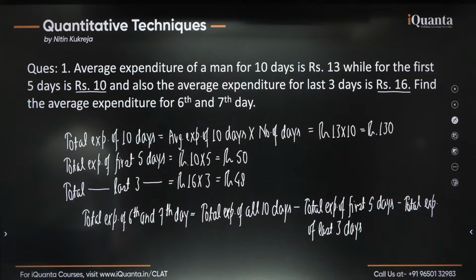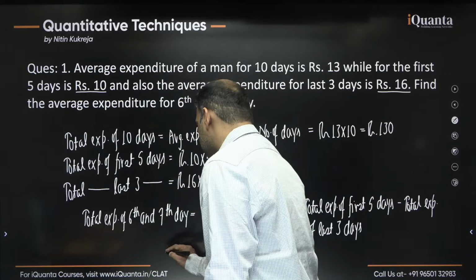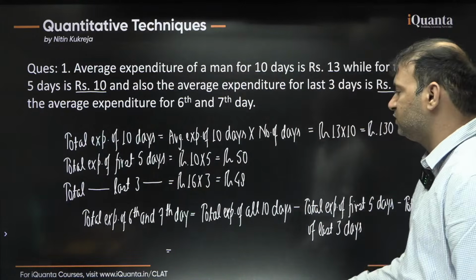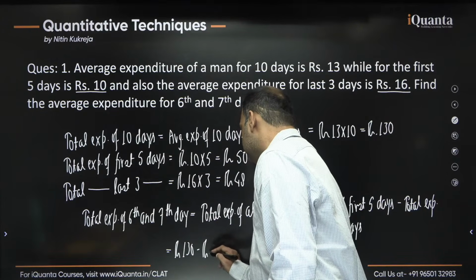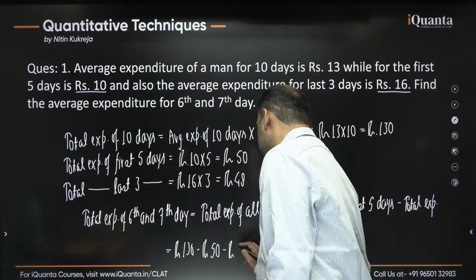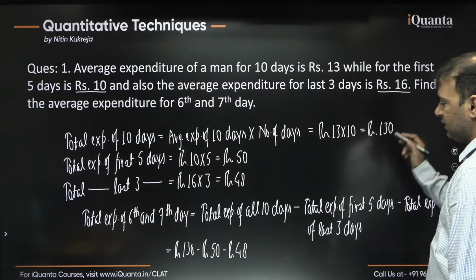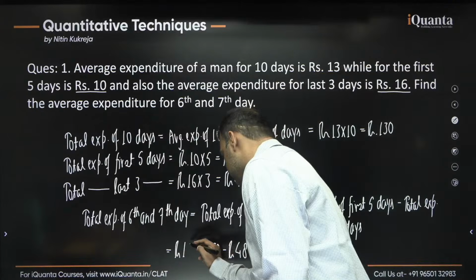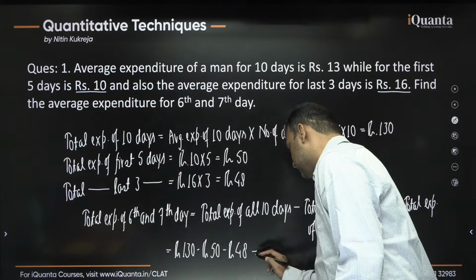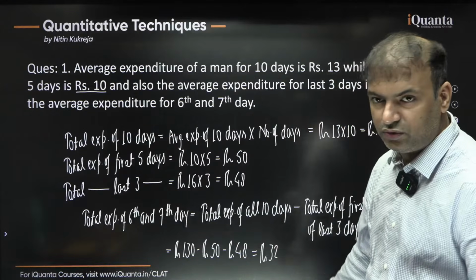Okay, so just the last thing, guys, is some calculation, right? So here we can do what? The total expenditure of all 10 days is how much? The total of all 10 days we can say is rupees 130, right? Of the first 5 days we can say is rupees 50, and the last 3 days is rupees 48, right? Now 130 minus 50 obviously is 80, right? And 80 minus 48 is obviously 32. That's it, right? Simple. So the total expenditure of the 6th and the 7th day came to be rupees 32.